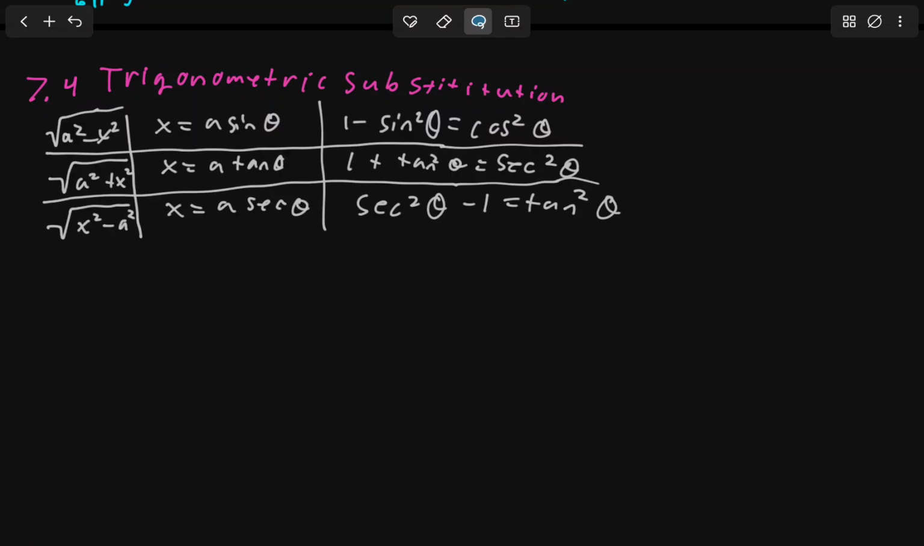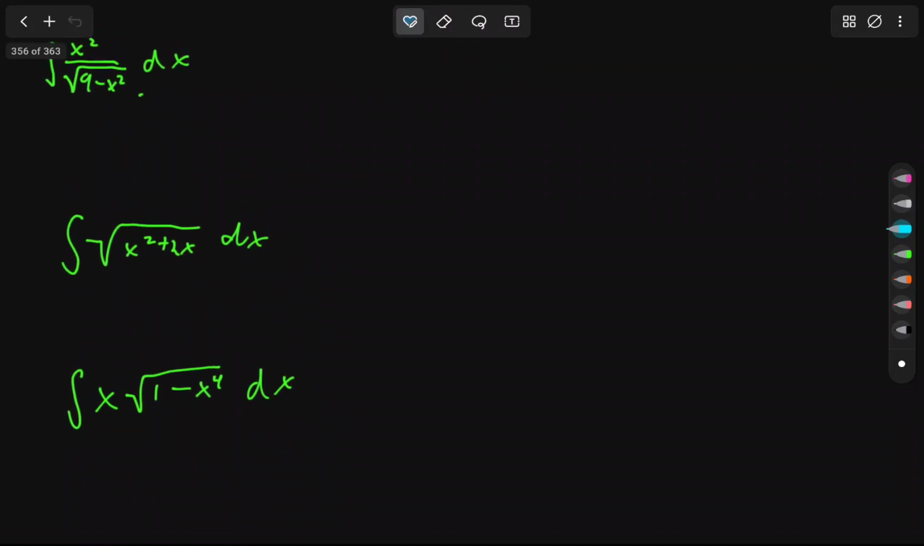The reason why trig substitution is useful is because we have these three identities. 1 minus sine squared of theta is cosine squared of theta. 1 plus tangent squared of theta is equal to secant squared of theta. And secant squared of theta minus 1 is tangent squared of theta. So these identities are the entire reason behind us wanting to use trig sub. Trig sub is a very useful type of substitution.